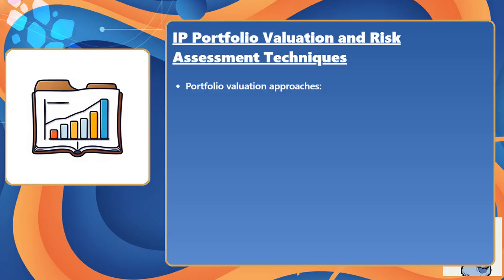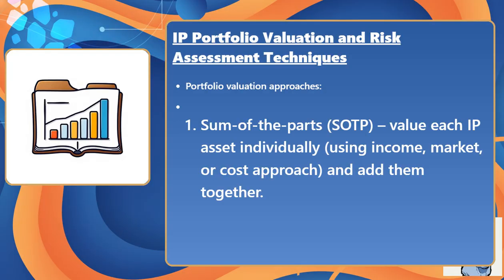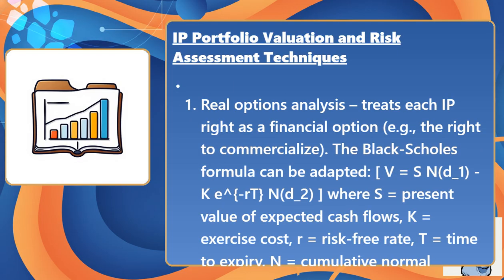Portfolio valuation approaches: 1. Sum of the parts, SOTP. Value each IP asset individually using income, market, or cost approach and add them together. 2. Real options analysis treats each IP right as a financial option, for example the right to commercialize. The Black-Scholes formula can be adapted. V equals S N(d sub 1) minus K e to the power of negative rT times N(d sub 2), where S is present value of expected cash flows, K is exercise cost, r is risk-free rate, T is time to expiry, and N is cumulative normal distribution. 3.